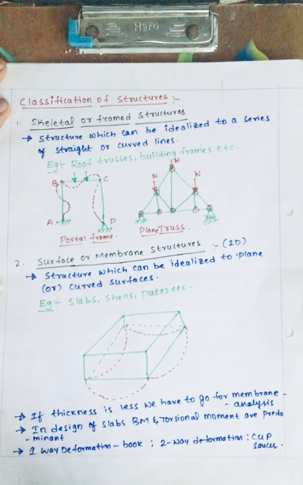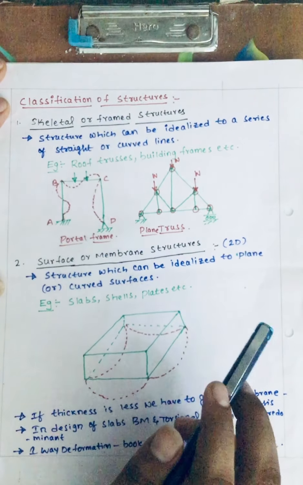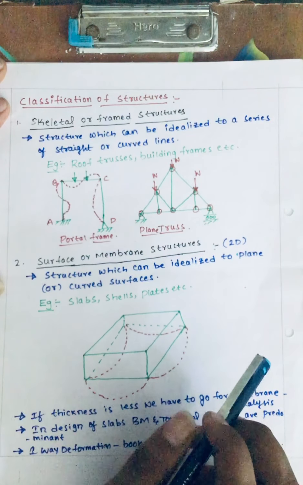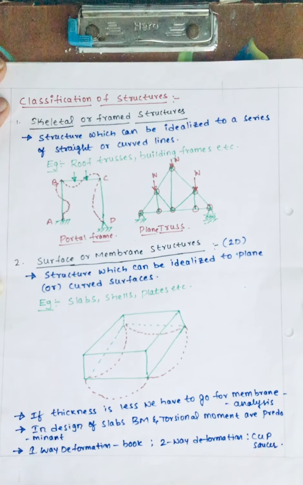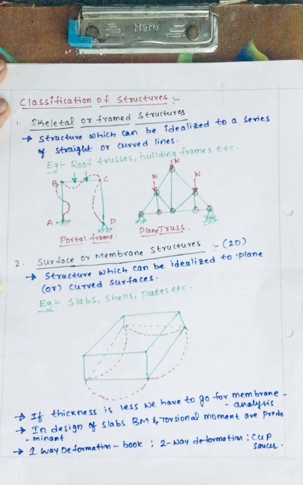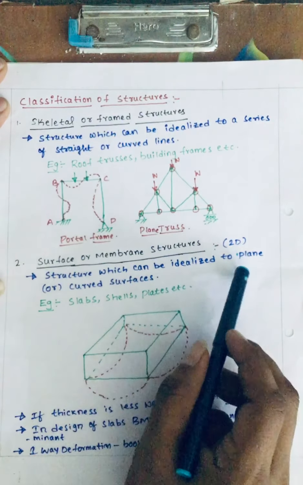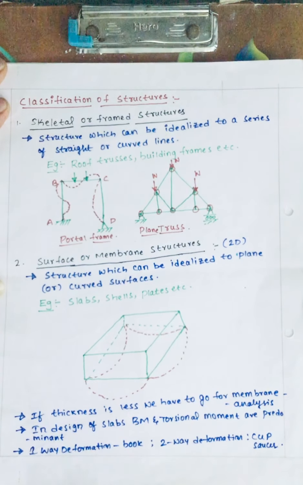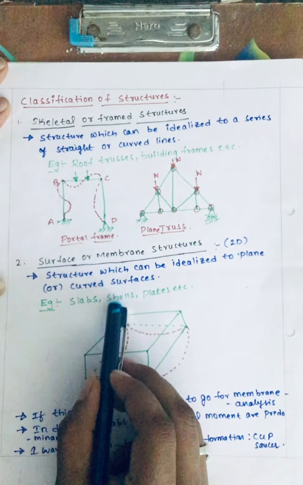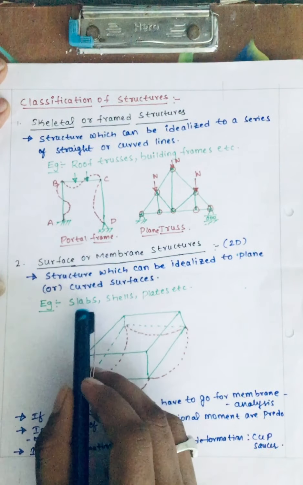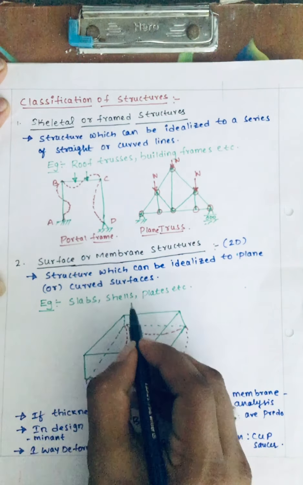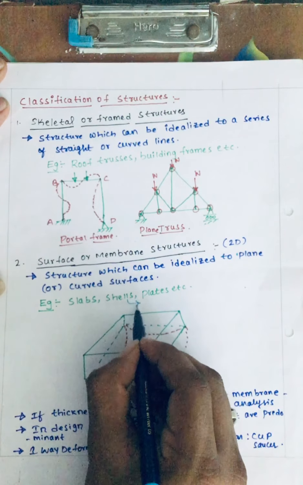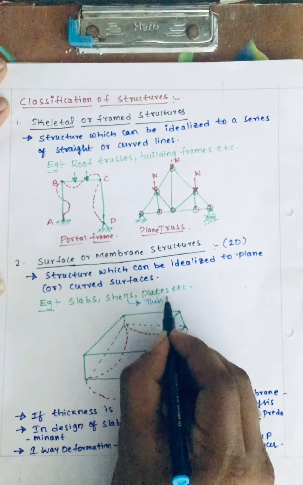The next one is surface or membrane structures. Here the thickness of the member will be negligible. Even though we consider it, we have to neglect it. It is a structure which can be idealized to plane or curved surfaces. Examples are slabs, shells, plates, etc. Slabs, you know, because RCC slabs we are going to design every time, you can see anywhere in your day-to-day life. Shells are like your thin cylinders.